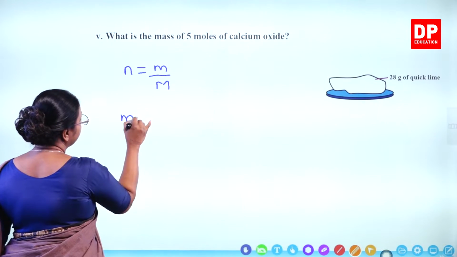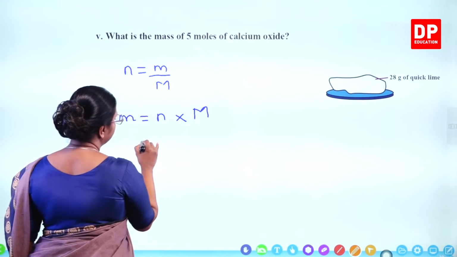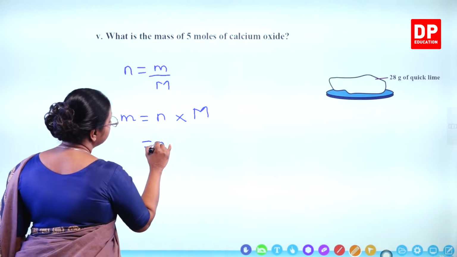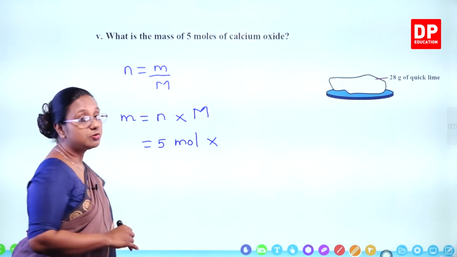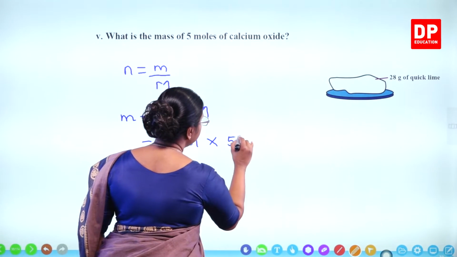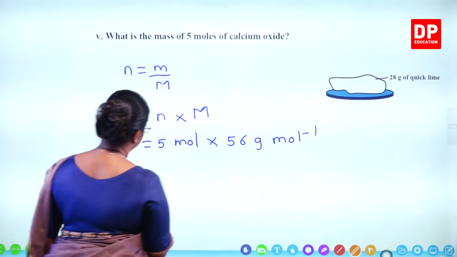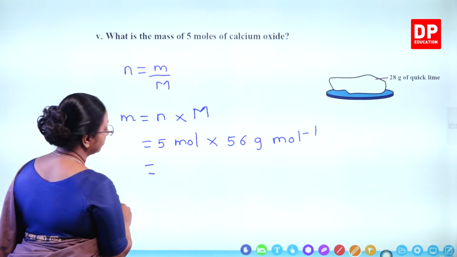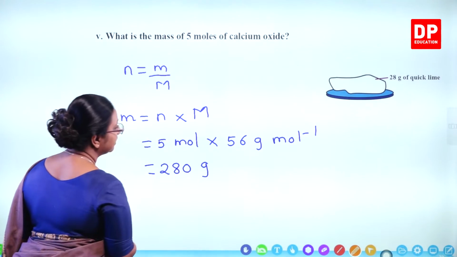So when you rearrange, mass is equal to moles into molar mass. So here, 5 moles of the substance. What was the molar mass? You can remember calcium oxide. It is 56 grams per mole. So then if we calculate, it is going to be 280 grams.